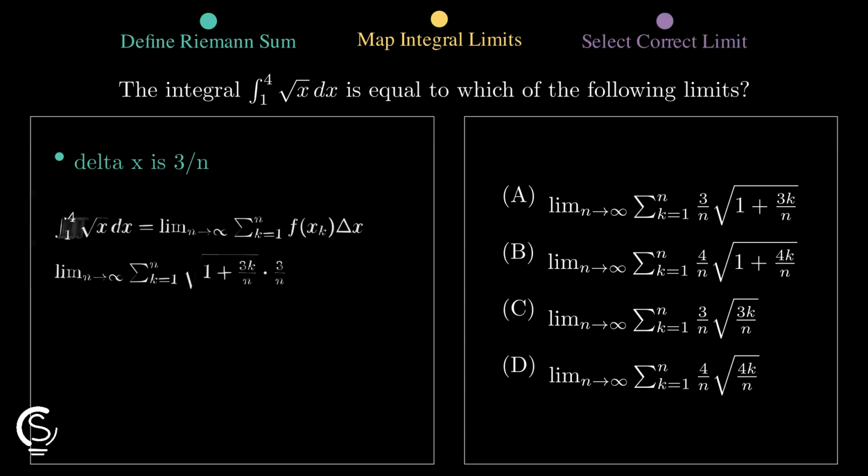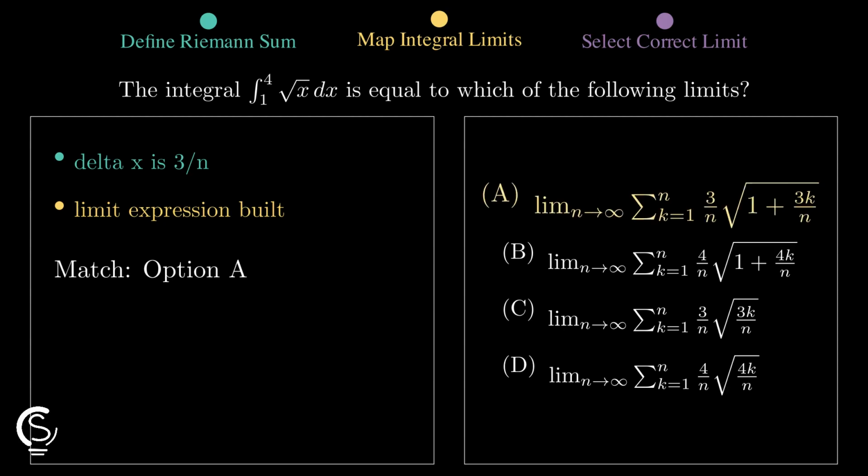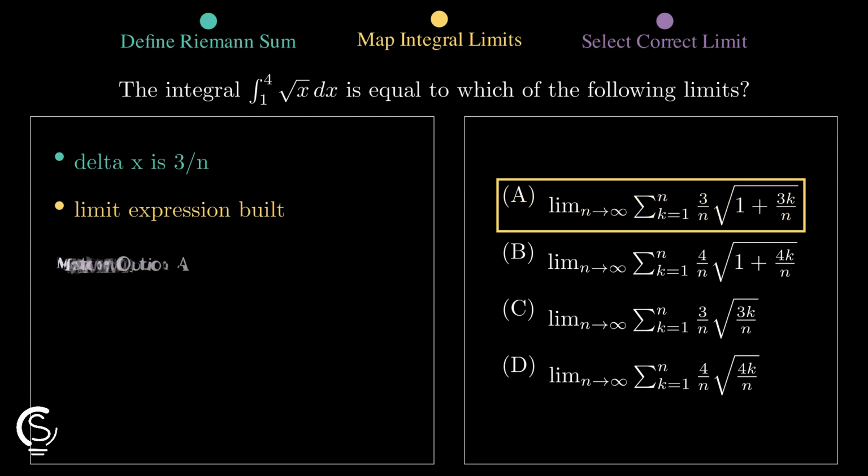Comparing our result to the choices, we see that option A matches our derived expression perfectly. The structure is now confirmed, so that makes option A our final winner.